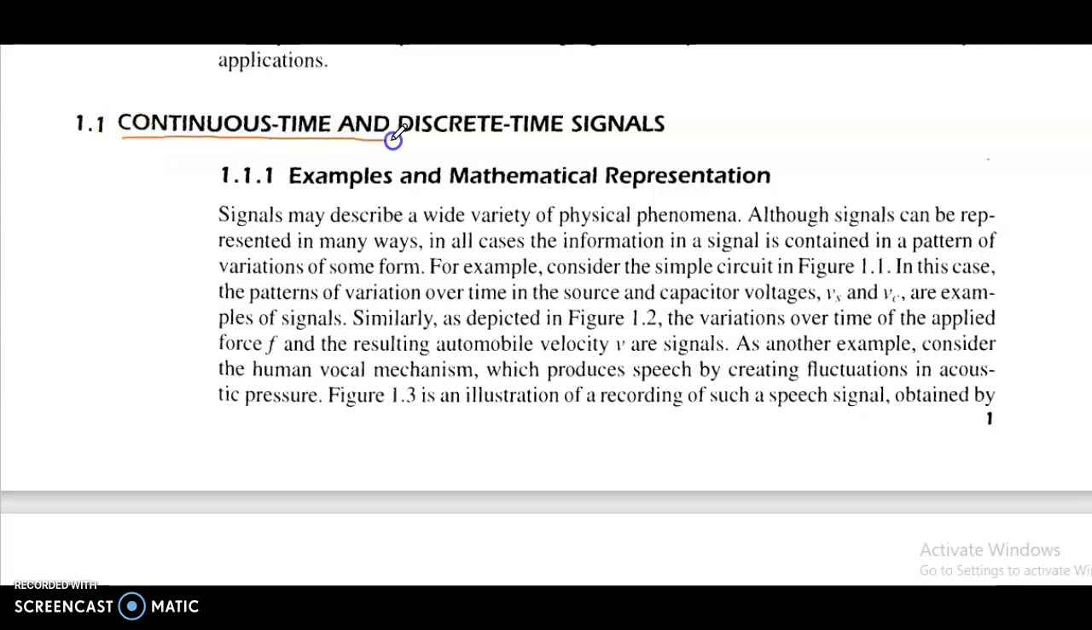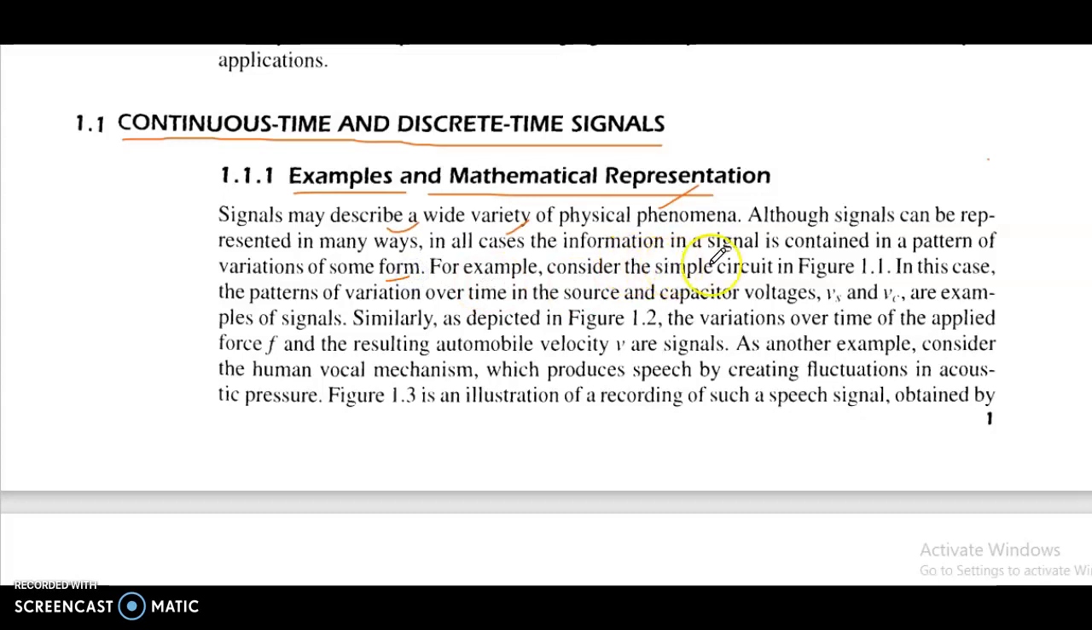Continuous time and discrete time signals. Examples and mathematical representation. Signals may describe a wide variety of physical phenomena, although signals can be represented in many ways. In all cases, the information in a signal is contained in a pattern of variation of some form.